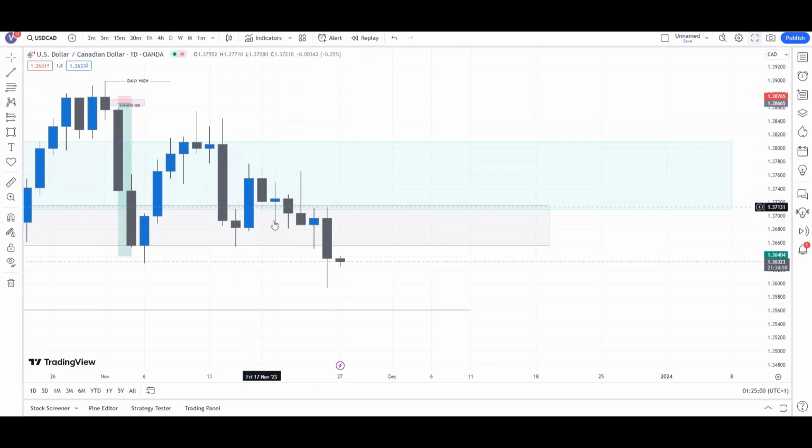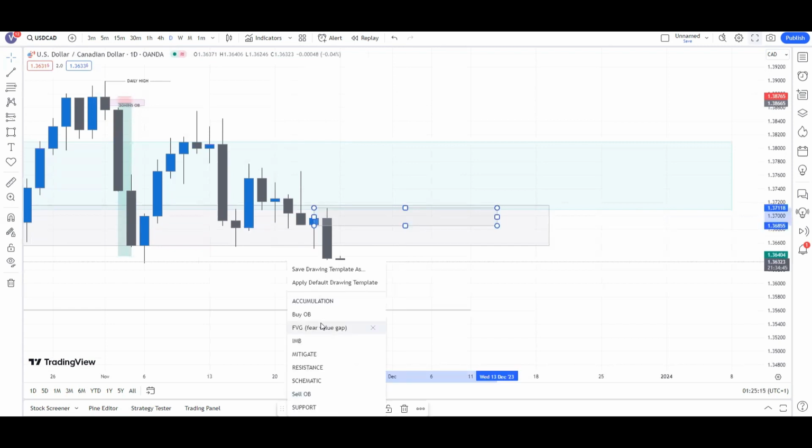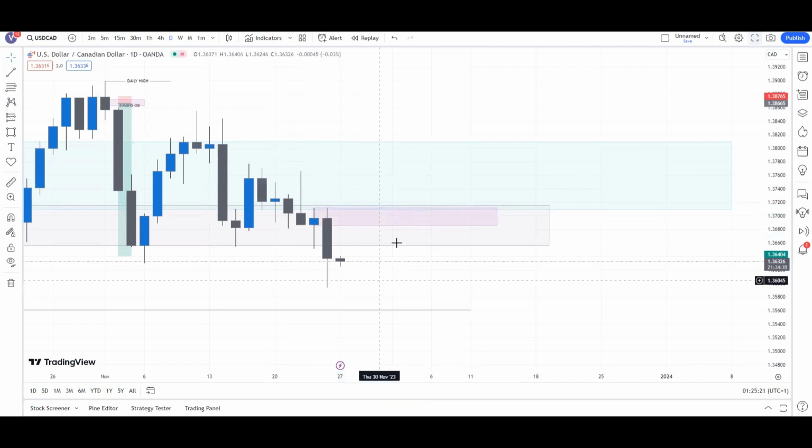So I want to see price also after price has given us this order block here. For those that trade order block, you can see price has given us this order block, and the market has given us another block, which I expect price to go into. So we're going to call this our sell order block right now.